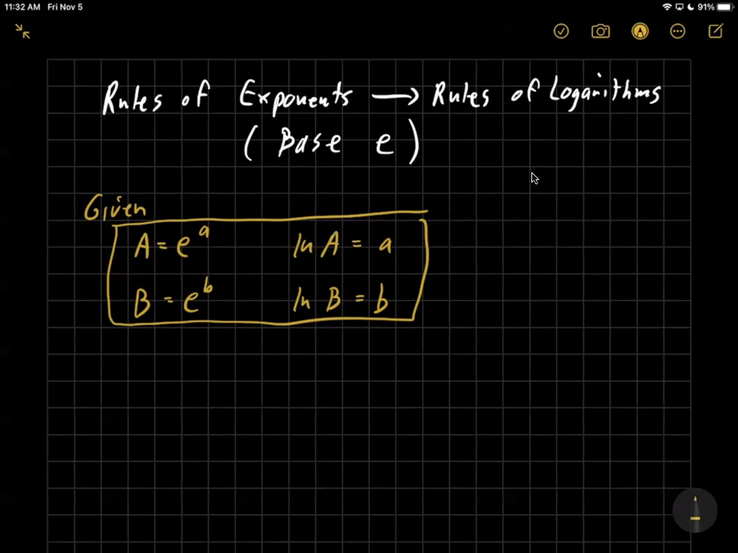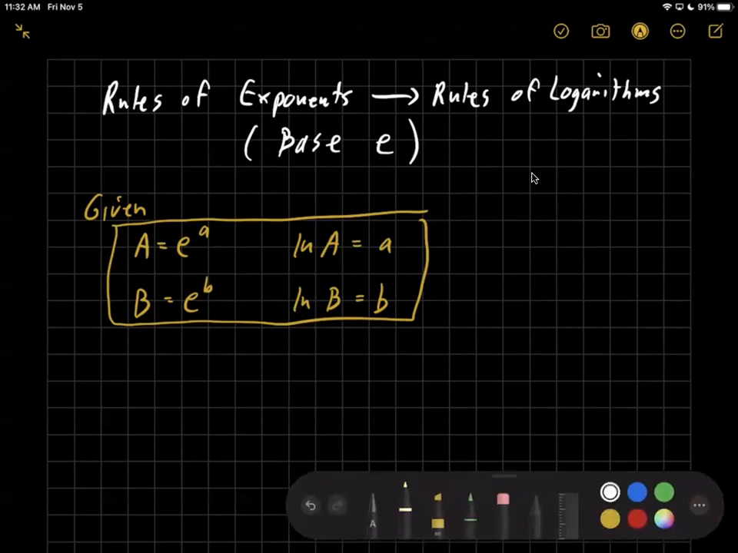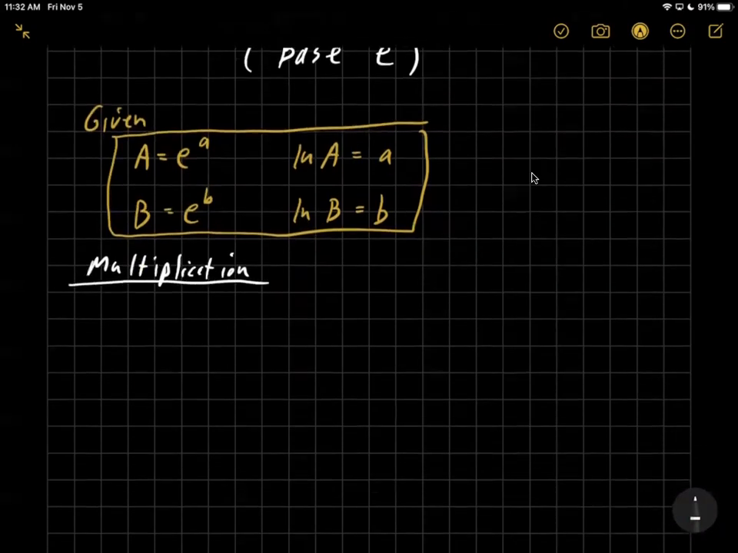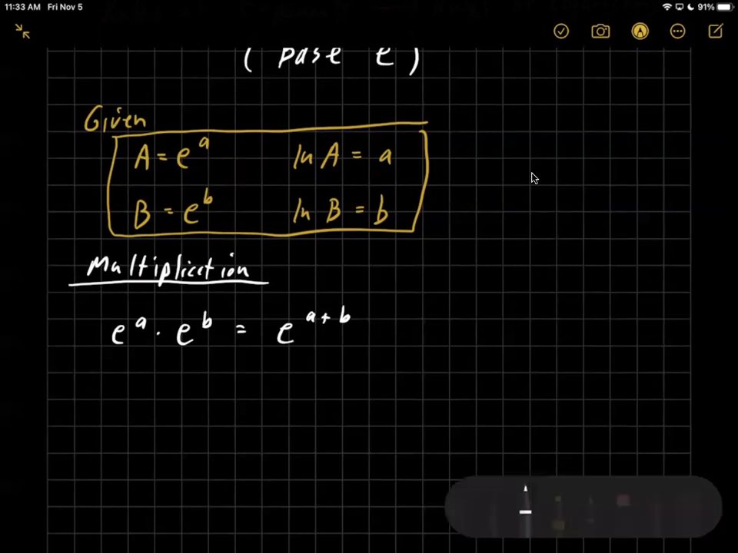So continuing on, we first want to turn the multiplication rule for exponents into a multiplication rule for logarithms. You should be familiar with the fact that if I had e to the a times e to the b, the rules of exponents say that we should make that e to the a plus b. You have a factors of e and b factors of e, so you end up with a plus b factors of e.